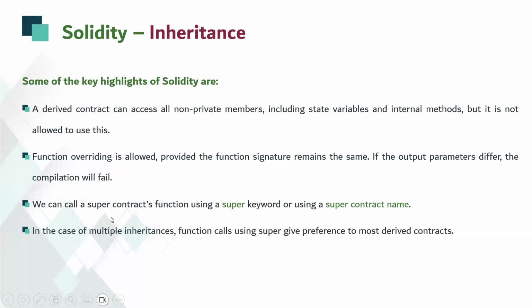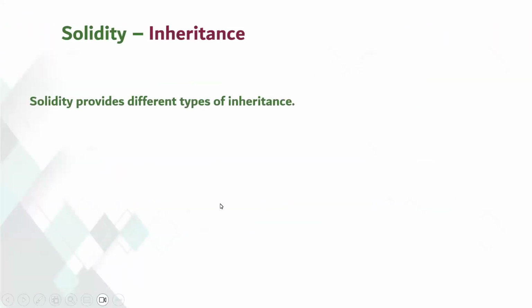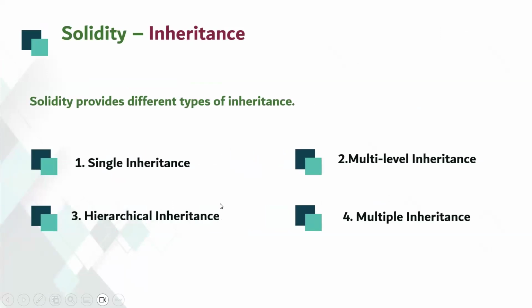To call the function from the super contract, you can use the super keyword or the super contract's name. This allows you to access and execute functions from the base contract within the derived contract. Solidity provides different types of inheritance. We have four types: single inheritance, multi-level inheritance, hierarchical inheritance, and multiple inheritance.